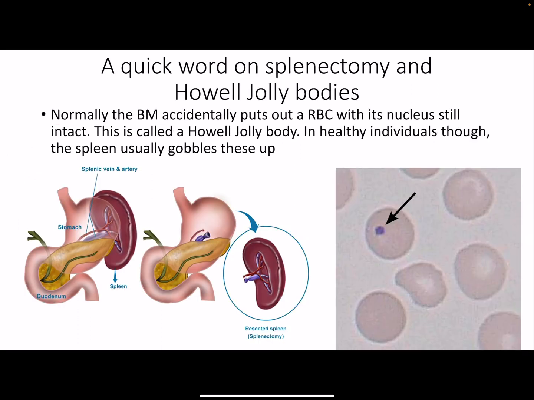So, a quick word on what happens if we take the spleen out. The bone marrow sometimes puts out red blood cells with the nucleus still in them. These are called Howell-Jolly bodies, so this is one here. Now, the bone marrow might put it out accidentally, but you know what? The spleen's really good at catching these and gobbling them up.